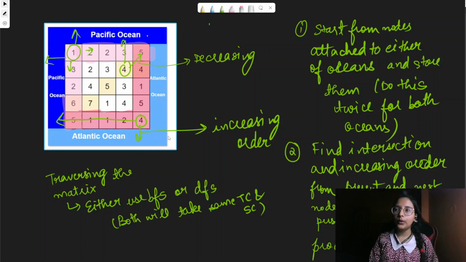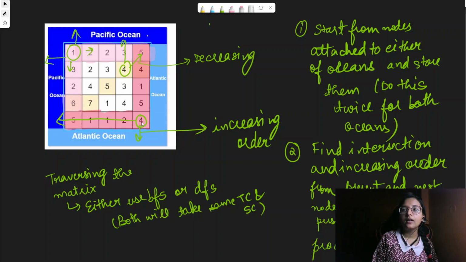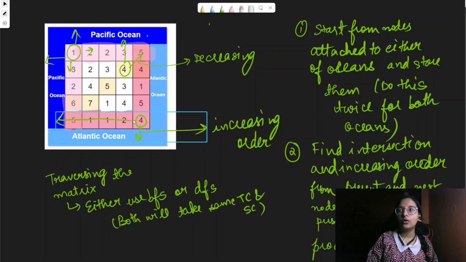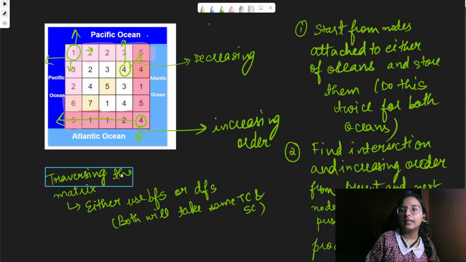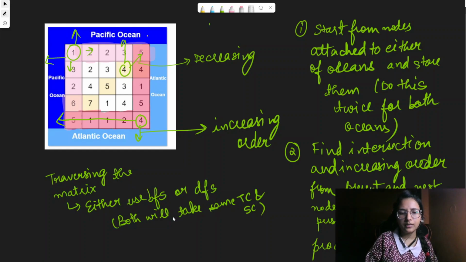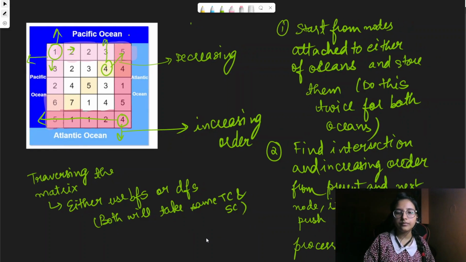So now when we are going from outwards towards inward, we will be checking for increasing order, right? So our context is that we check all the nodes bordering either of the oceans, and then we compare our present node and the next node we are going to, whether it is in increasing order or not. The traversal is either BFS or DFS, because both give us the same time complexity and space complexity. This question could also be done with the help of DP, but in this video I'll only show you the BFS and DFS solution.